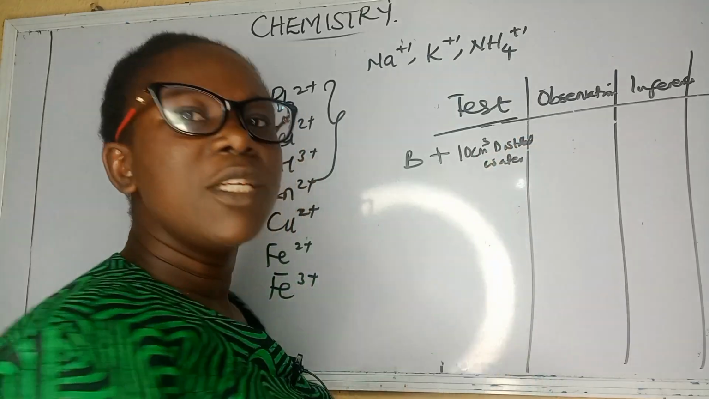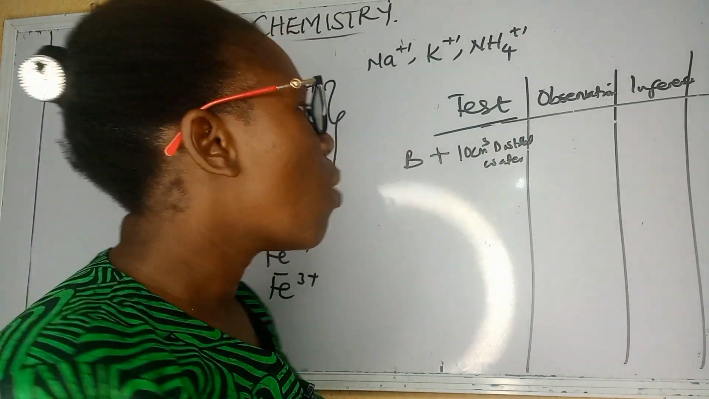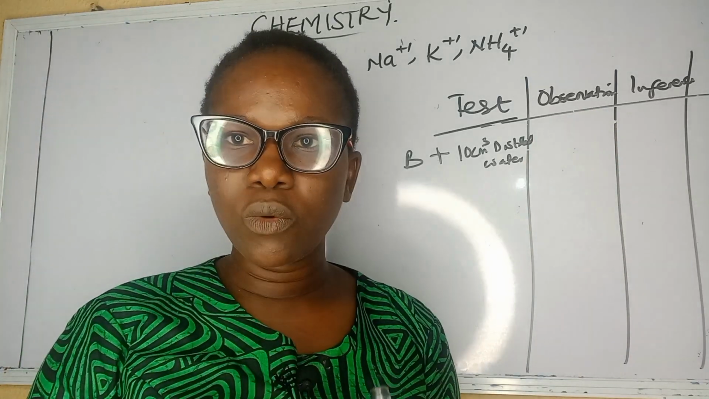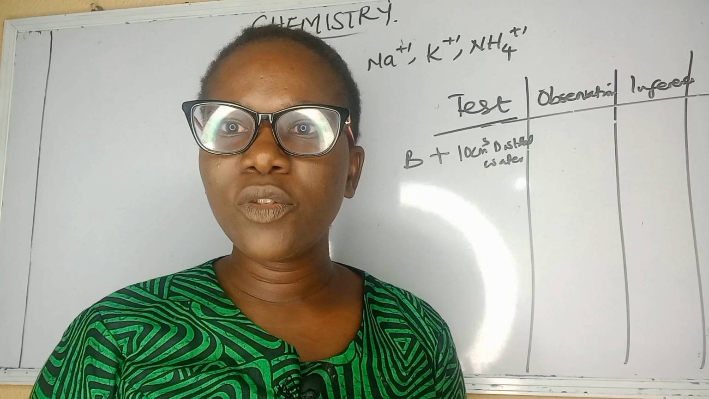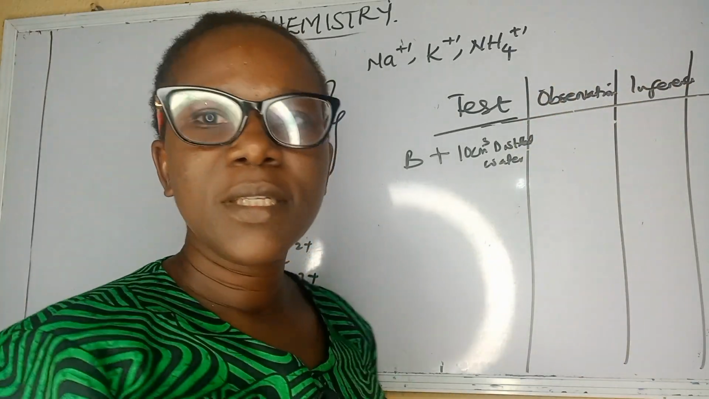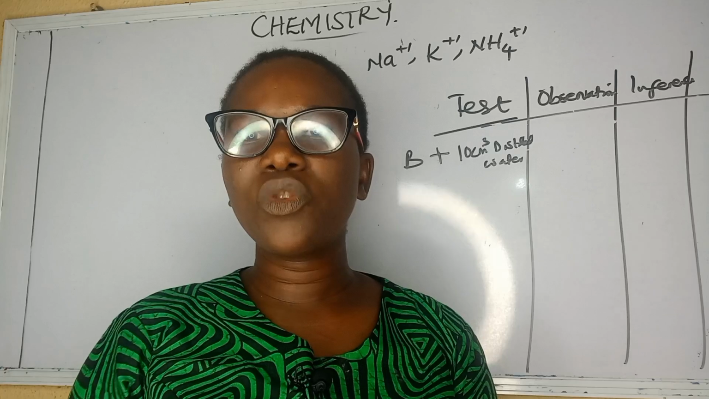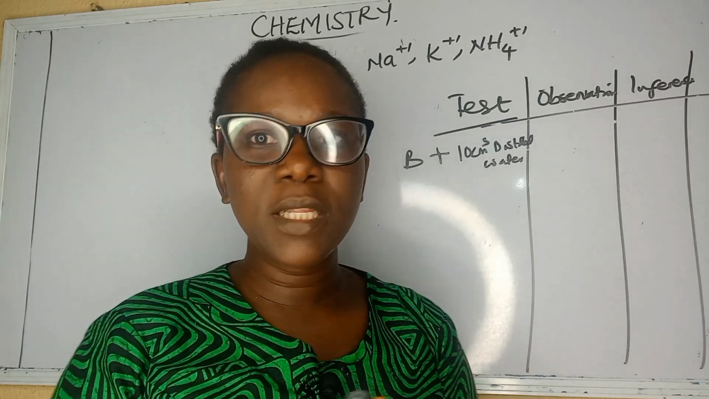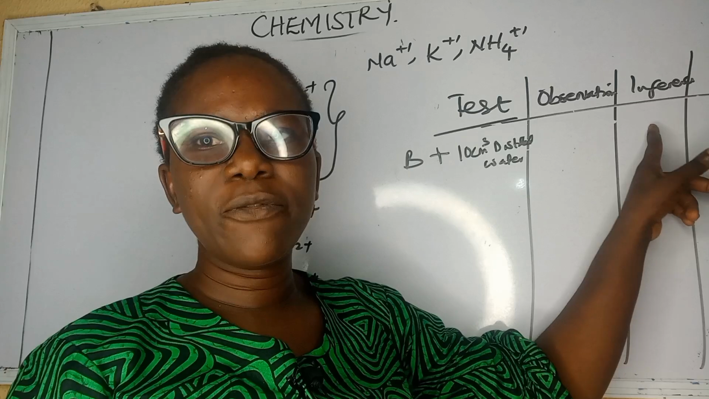When you add this, please do not omit this step. You are expected to write what kind of solution it forms. Is it a clear solution? Then, under inference, when you mix the two salts together, were they soluble? Did you observe anything? Then here you will conclude under inference.